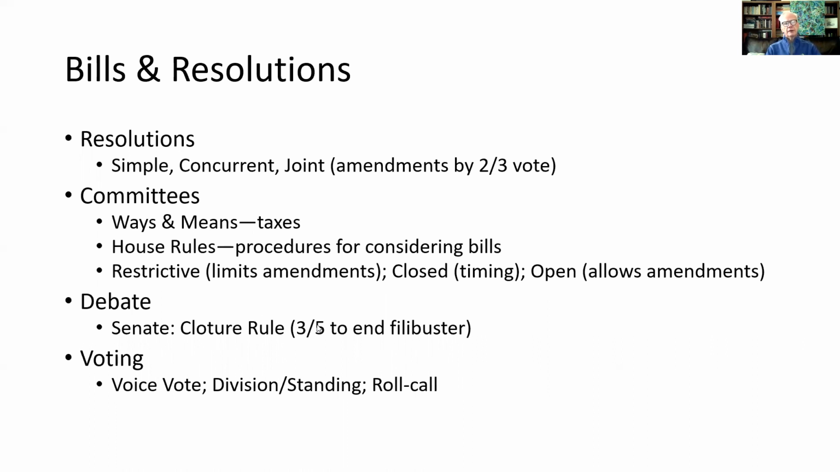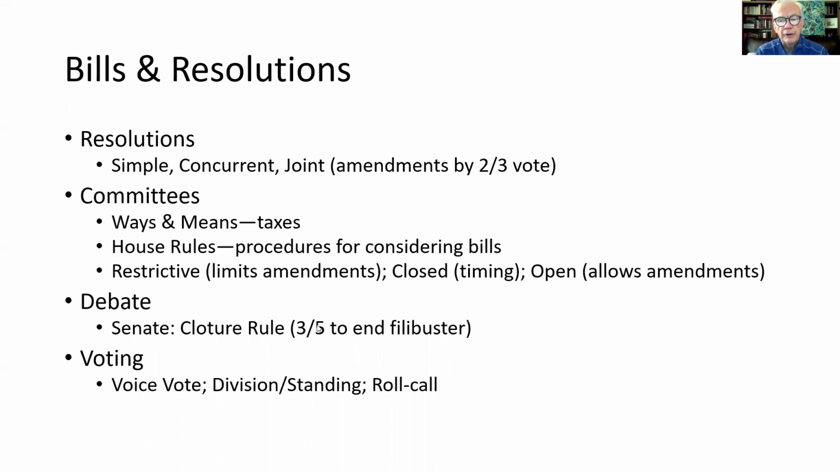The resolutions, simple resolutions, basically, Congress passes a law saying that we support the work of first responders during the pandemic. Concurrent is when both houses do it at the same time. The joint one is when both houses get together and come up with the same resolution. Various kinds of committees deal with things like Ways and Means, which deals with taxes and spending, and the Rules Committee, which comes up with all the rules about how bills are considered.